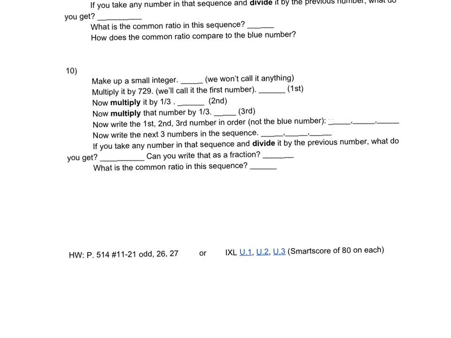And then take that number and multiply it by 1/3 or divide it by 3 again. Then write those three numbers here. And then continue with three more numbers in the sequence again. We're dividing by 3 each time or multiplying by 1/3 each time to get that. Now, if you take any number in that sequence and divide by its previous number, what do you get? You should be getting 1/3, which is the common ratio of this sequence.